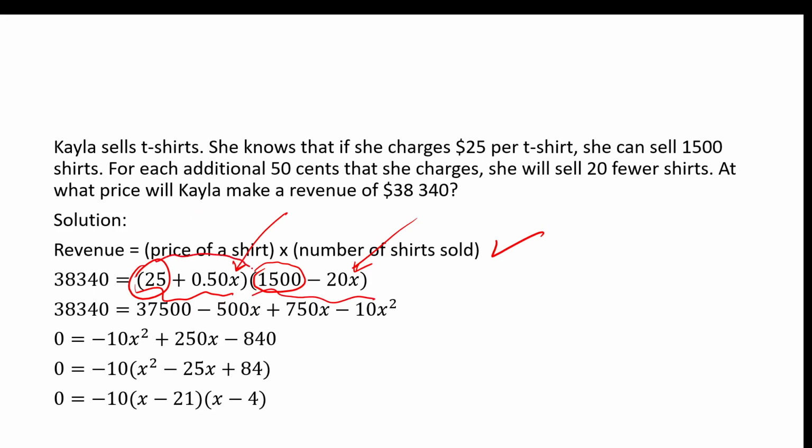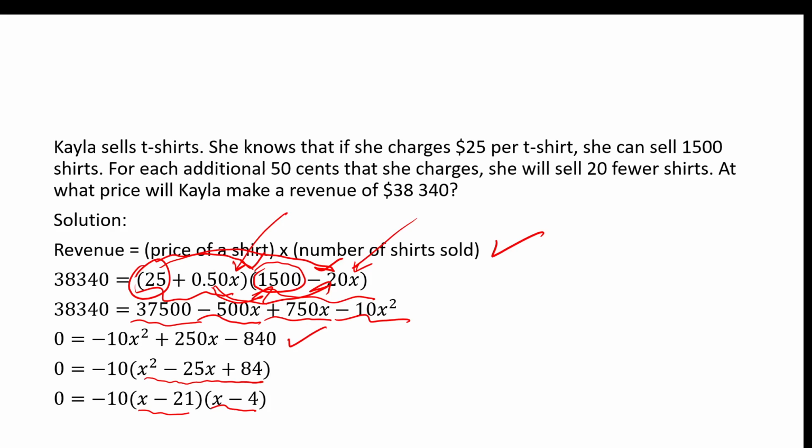Well, when we expand that out, 25 times 1,500 is 37,500. 25 times negative 20x is negative 500x. 0.50x times 1,500 is plus 750x. And 0.50x times negative 20x is negative 10x squared. When we then rearrange and collect like terms, we get 0 is equal to this expression here. We can then common factor out a negative 10, and we're left with x squared minus 25x plus 84, and that would mean that x could either be 21 or x could be 4.